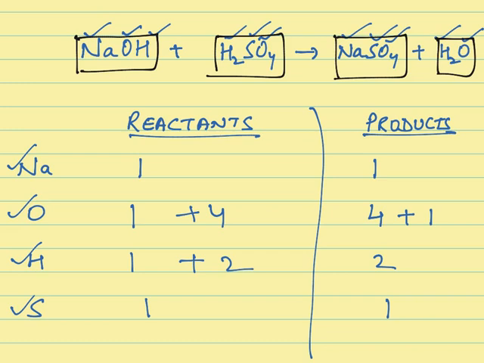Once we have drawn all the boxes, we need to count the number of atoms that are present inside these boxes. So you can see one sodium, 1 oxygen and 1 hydrogen, so it is 3 atoms inside this box. Likewise, in this box there are 7 atoms: 2 of hydrogen, 1 of sulfur, 3 plus 4 of oxygen. Likewise, here there are 7 and here there are 3.